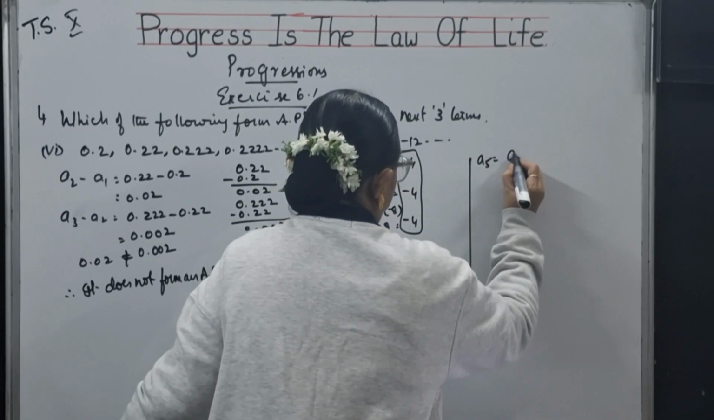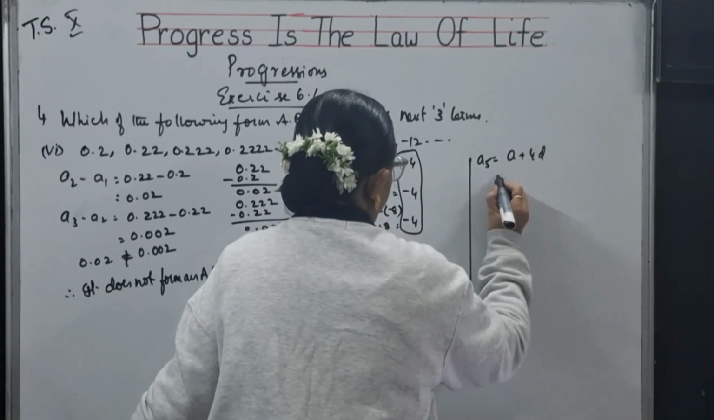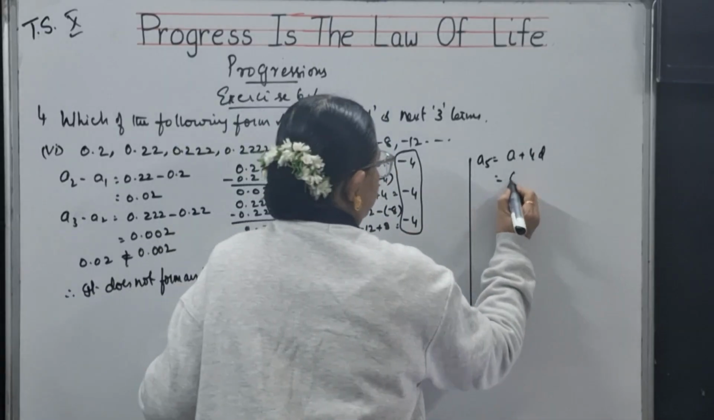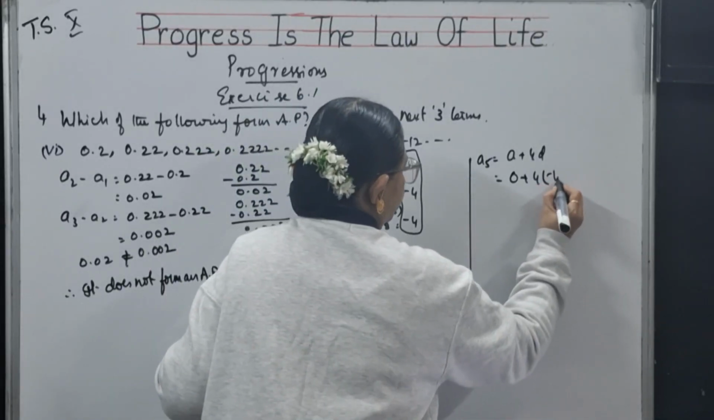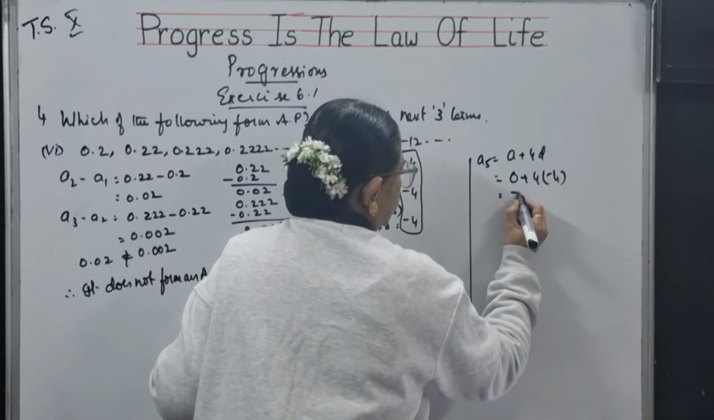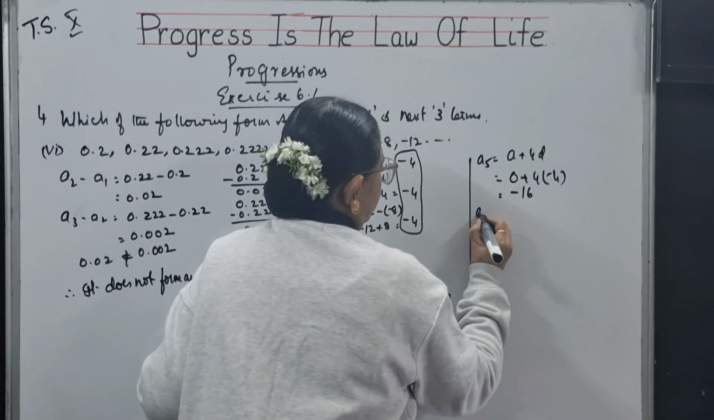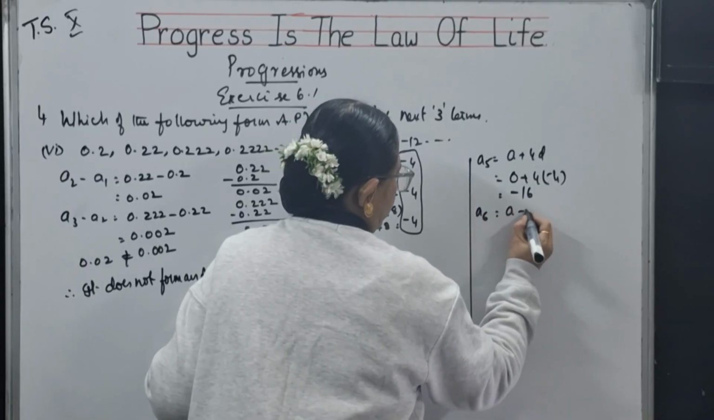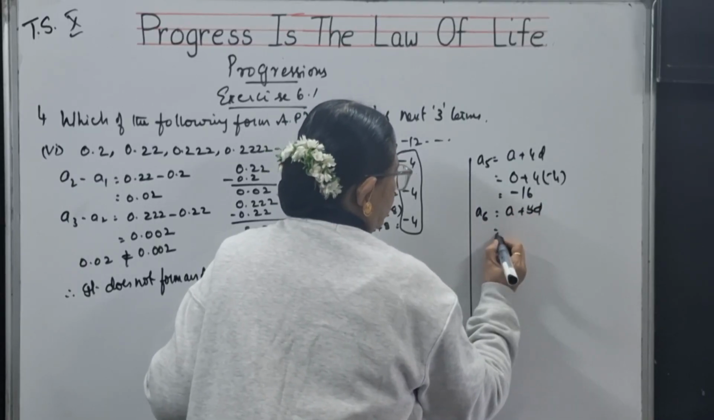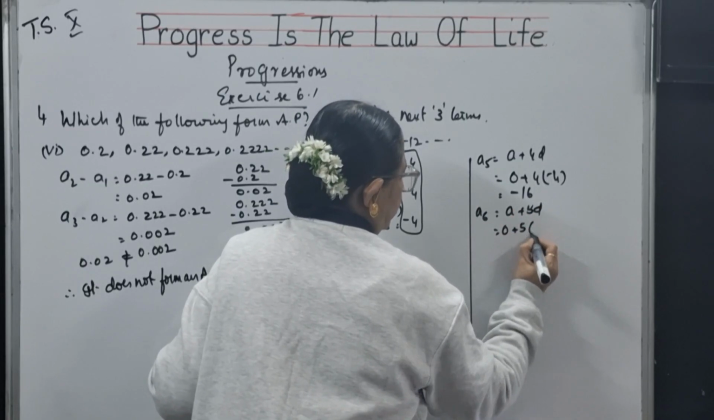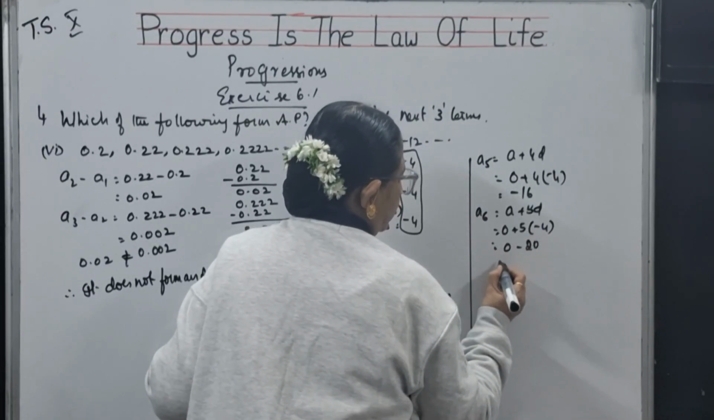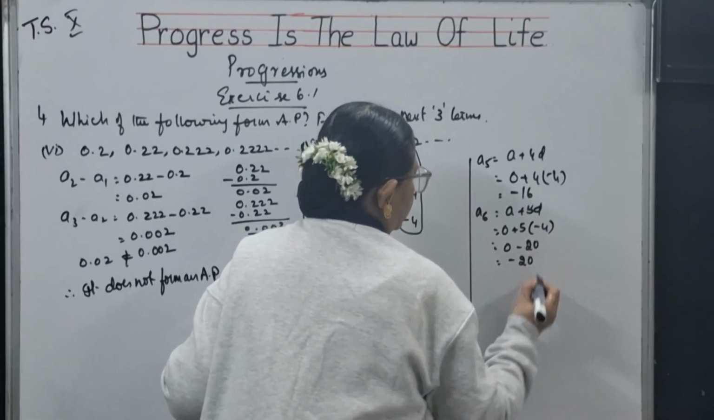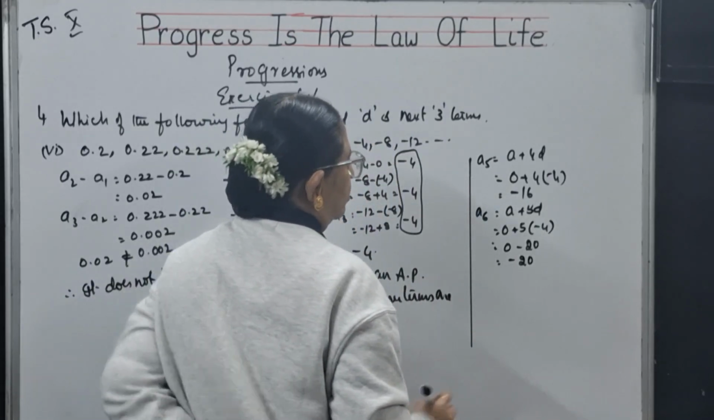A5 is equal to A plus 4D. What is A? A is 0, plus 4 into what is D? Minus 4. So how much are you getting? Minus 16. A6 is A plus 5D. That is 0 plus 5 into minus 4, 0 minus 20. So minus 20 is the answer here.